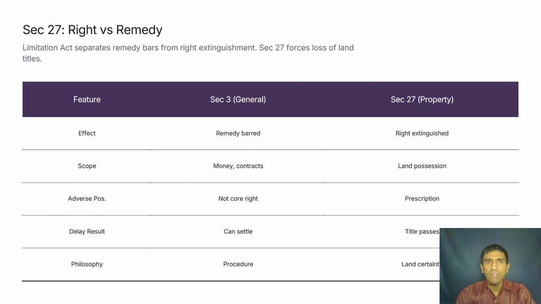Then moving ahead, I talked earlier about section 27. Now what does section 27 talk about exactly? Extinguishment of property. Section 27 essentially deals with the concept of legal and effective ownership really.